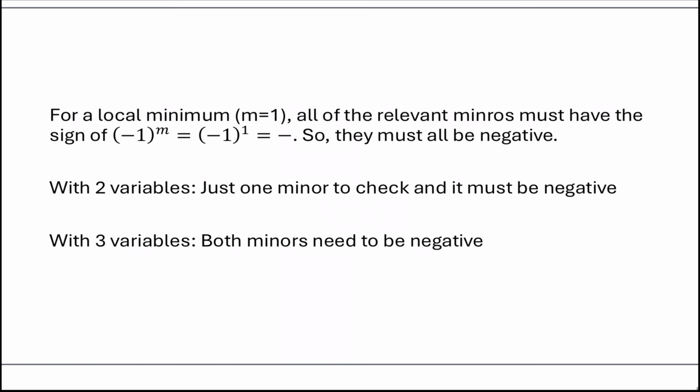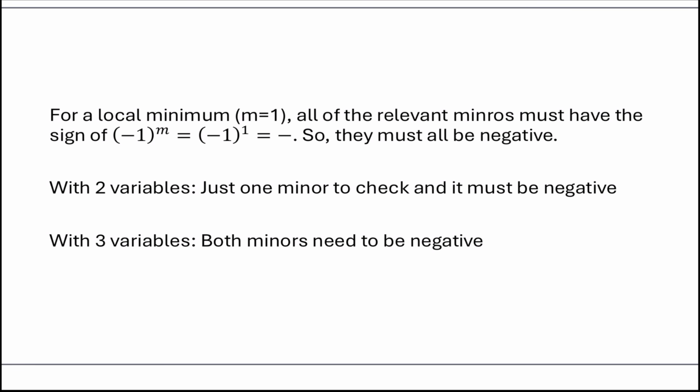If we now had a local minimum, again for just one constraint, all the relevant minors must have the sign -1 to the power of m, where m is the number of constraints. For us, m is always 1, so we do -1 to the power of 1, which of course is -1, which is negative. So they must all be negative. With two variables, there's just one minor to check, and it must be negative. With three variables, both minors need to be negative. So for a local minimum, we use this rule, and we want all the minors to be negative. If all the minors are negative, it means that we have a local minimum.